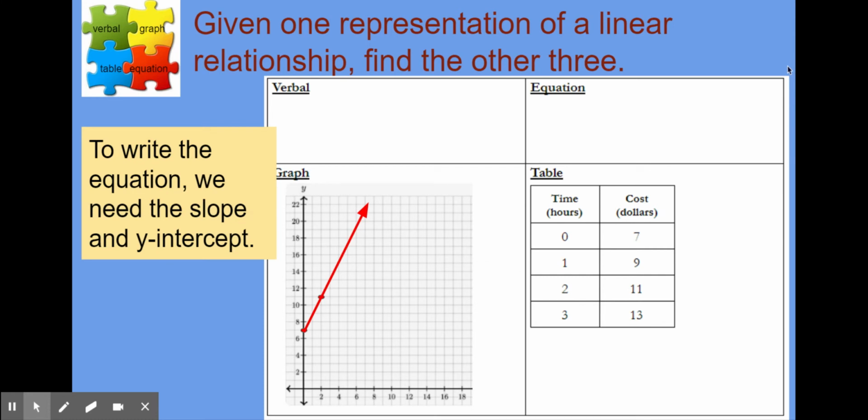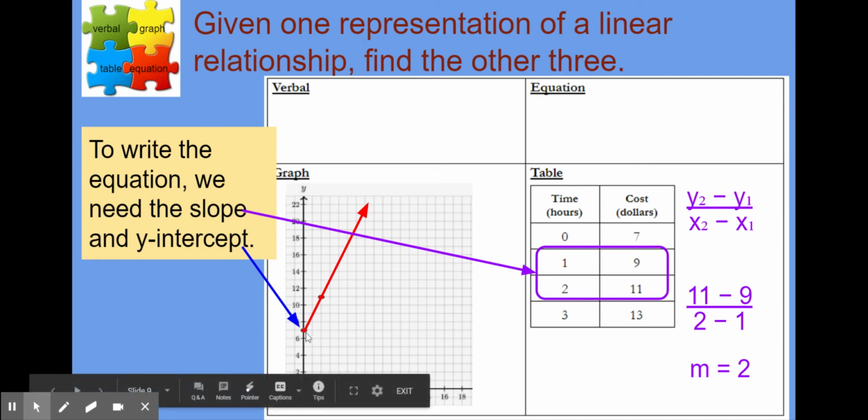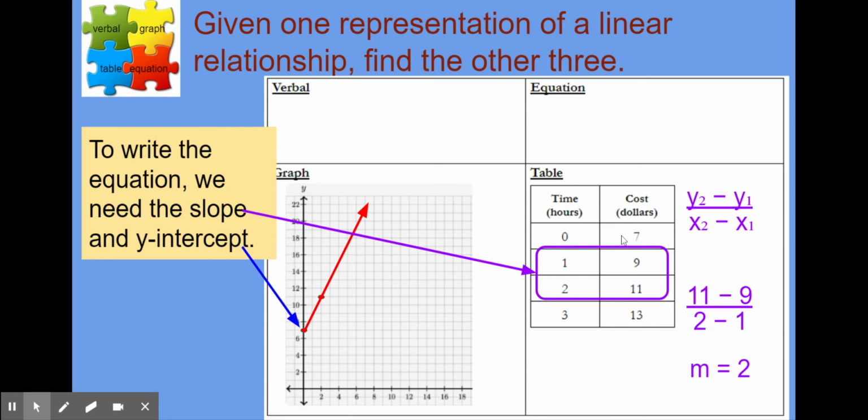Now we're going to write the equation. So we need the slope and the y-intercept. So I'm going to take some points out of this table, use my slope formula, subtract on the top, subtract on the bottom, and divide. The y-intercept I can find either by looking at the graph on the y-axis or at the table where x is 0. So we see that our y-intercept is 7. So here's our equation. Instead of y equals mx plus b, we're going to write y equals 2x plus 7.